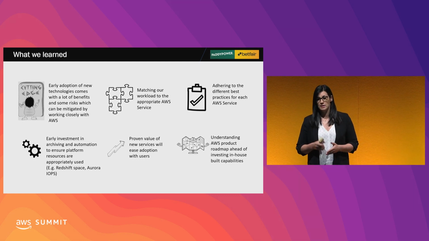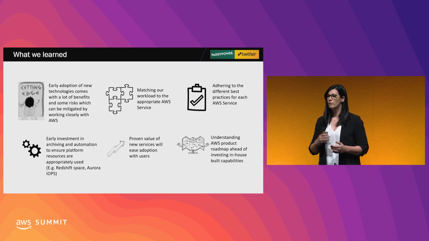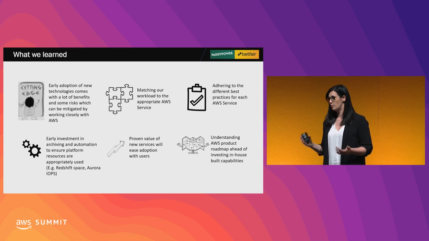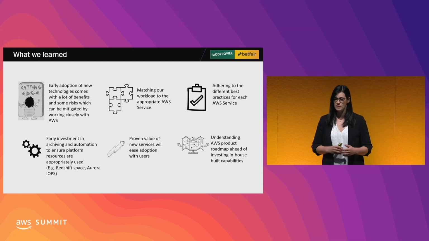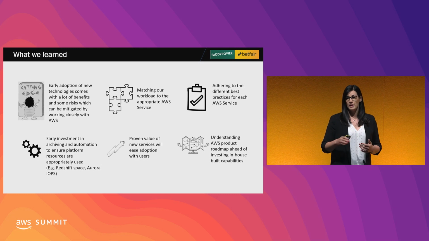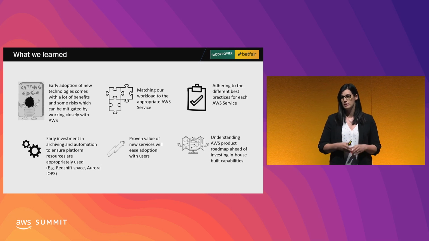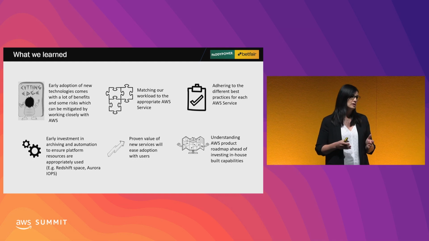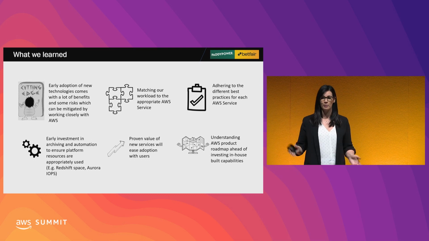Another item is that it's extremely important to match your workload to the appropriate AWS service. We've learned that the hard way, using Redshift for everything and realizing that's not appropriate. That's the moment when we stepped up and looked at what the use case is and what the AWS service is. Understanding and adhering to the best practices for each AWS service is key. And more importantly, working with your stakeholders to make sure they understand it is even more important.